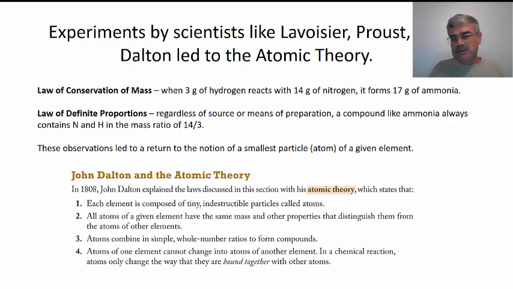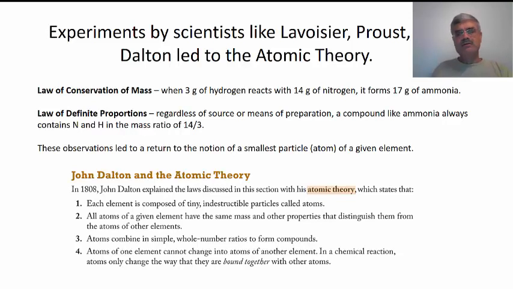Also, there's the law of definite proportions. Again, if we stick with our example of ammonia, regardless of the source or means of preparation of a compound like ammonia, it will always contain nitrogen and hydrogen in the mass ratio of 14 to 3, 14 grams of nitrogen per every 3 grams of hydrogen. It's always in that proportion of 14 to 3. So this is what the law of conservation of mass and the law of definite proportions refers to.